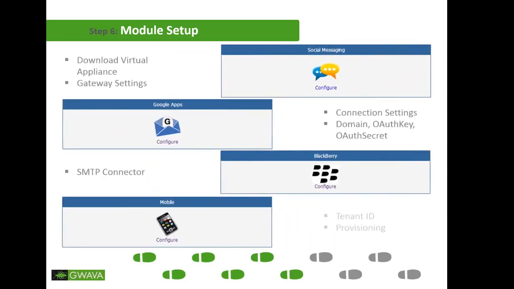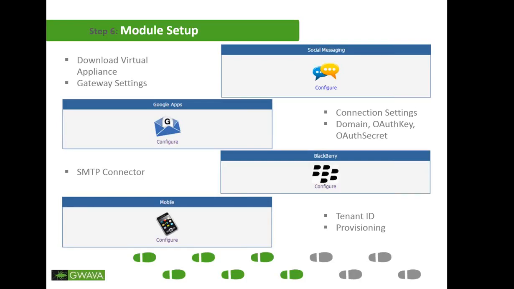So for the social messaging, you need to download the virtual appliance and then make the gateway settings in the social messaging. The virtual appliance is a proxy server which will filter all the content for Facebook and Twitter and guide all the data to the Retain server.